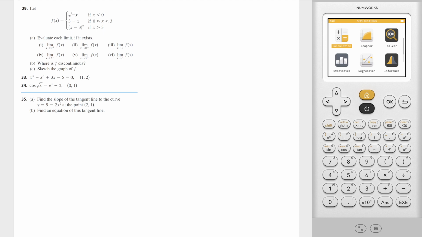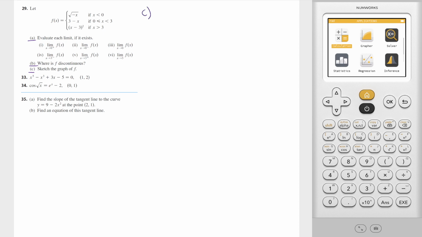29 is a piecewise defined function. And it's saying evaluate each limit if it exists, determine where it's continuous, and C, sketch the graph. Okay. When I look at this, I sort of feel like these parts are backwards. I would really like to see the graph first, as that's really going to help me visualize the limits from number 1. So I'm actually going to start with C.